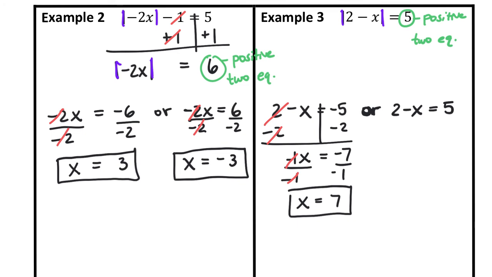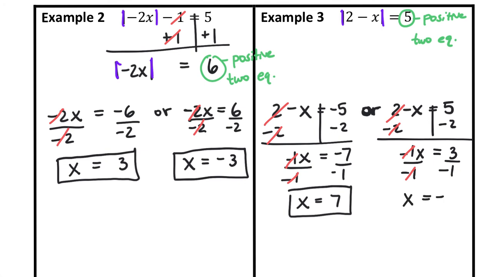Okay, then let's do the same process on the right side, but instead of having a negative 5, we're going to work with a positive 5. So it's going to be minus 2, minus 2. Then we see that the 2 minus 2 will cancel. You're going to end up with negative x equals 3. So there's a negative 1 there, so I'm going to divide both sides by negative 1. x equals negative 3.